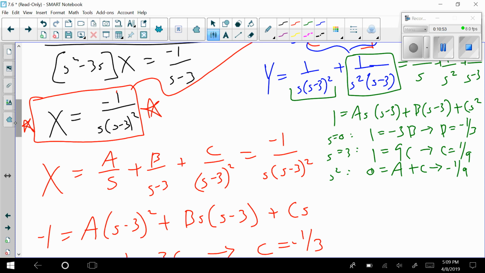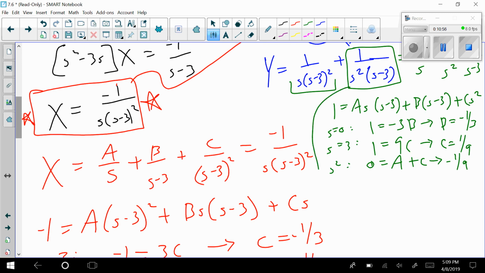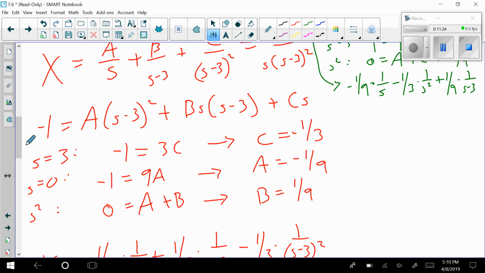Which then, I now know that this little section here has become a negative 1/9 for my A, which was times 1 over S. B was negative 1/3 times 1 over S squared. And then C was 1/9, and that was times 1 over S minus 3. Okay, which when I take the inverse Laplace of that, I'll have a negative 1/9 minus 1/3 t, plus 1/9 e to the 3t.